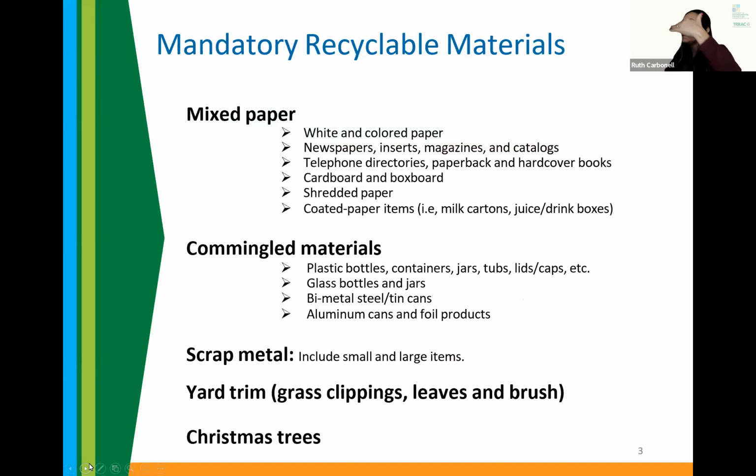So here are the mandatory recyclable materials. There are 5 of them. It's only 5 items that are actually required by law for you to recycle. The first one is mixed paper, and that includes all your white and color paper, newspapers, insert magazines, anything that you can think of paper, cardboard, and box parts. Any shredded paper, any coated paper items like milk cartons, juice and drink boxes, everything like that has to be reported.